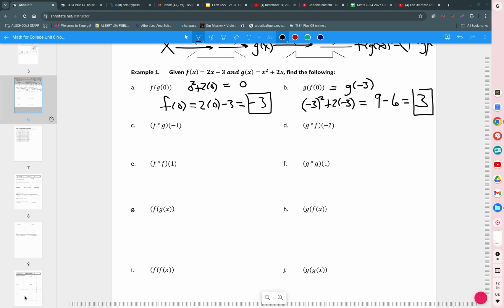Look at this one. You have f of g of 0 and g of f of 0. They produce different values. They are not commutative. So order matters with composition. It matters a lot. Okay, let's try this one.